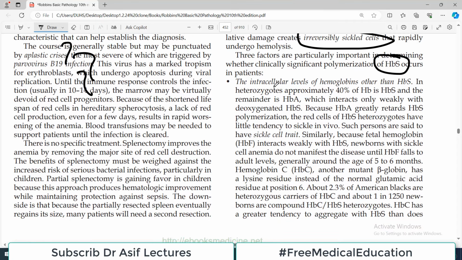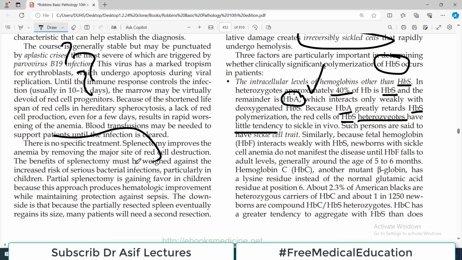होगी. The intracellular levels of hemoglobins other than hemoglobin S. अगर थोड़ा बहुत दूसरा hemoglobin मौजूद है, then it's a good sign. In heterozygotes, approximately 40% of the hemoglobin is hemoglobin S, and the remaining is hemoglobin A. So that's a good sign. Because hemoglobin A greatly retards HbS polymerization, the red cells of HbS heterozygotes जो हैं उनमें little tendency है for sickling.